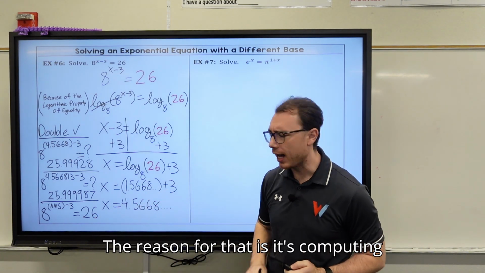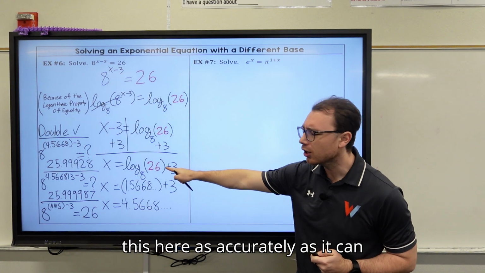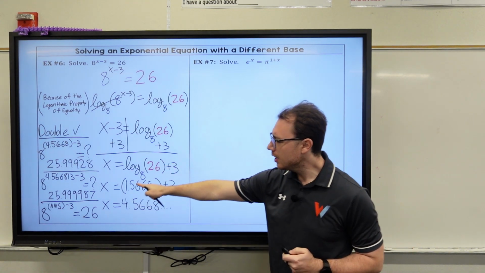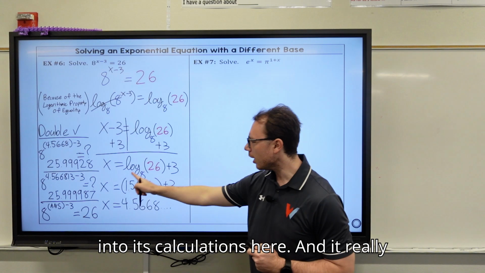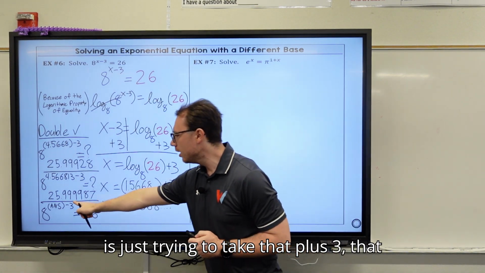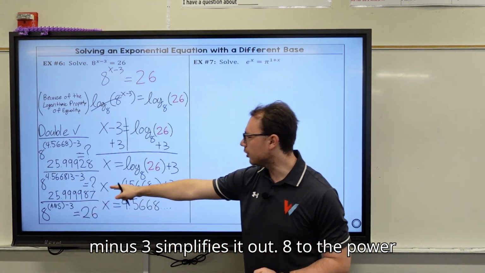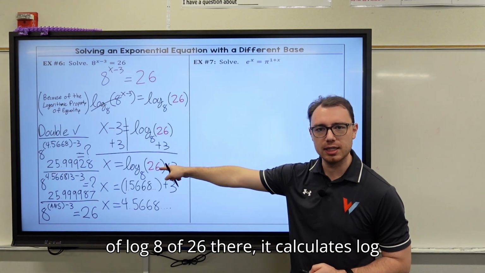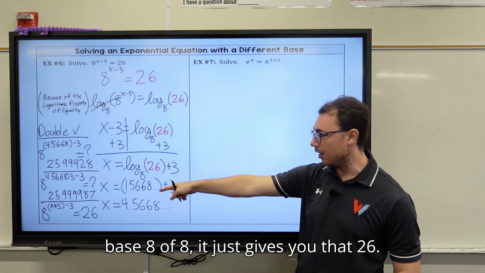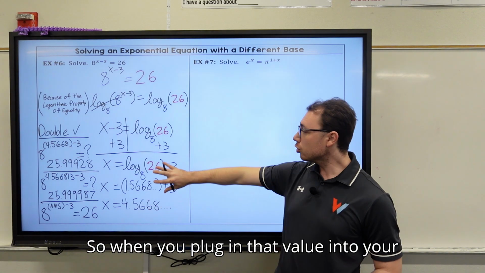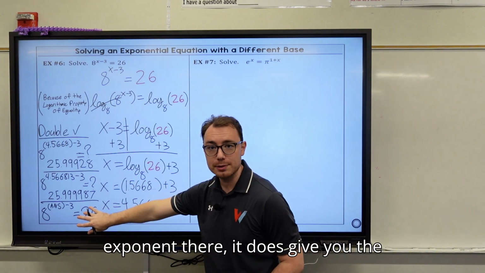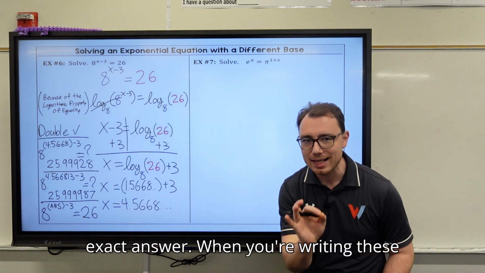The reason for that is it's computing this as accurately as it can in its calculations. It's really just taking that plus 3, that minus 3, simplifies it out, 8 to the power of log base 8 of 26. It calculates log base 8 of 8 and just gives you that 26. So when you plug in that value into your exponent, it does give you the exact answer.